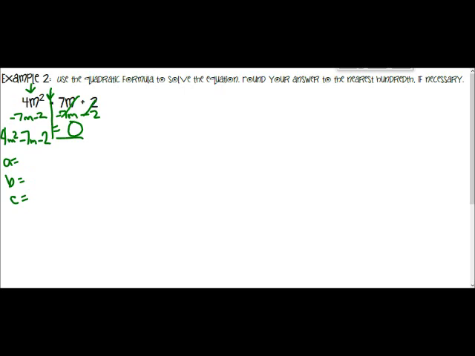Okay, your a, remember, is in front of the m squared, so that is 4. Your b is in front of m, so that's a negative 7, and c is a negative 2. After that, we can just go plug it into our quadratic formula.